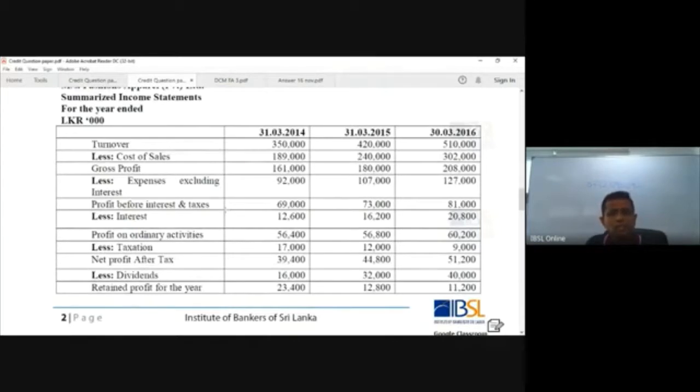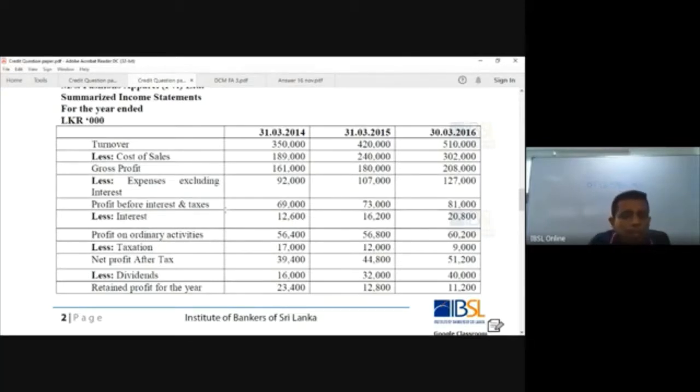Now here, few people make a mistake. If you take this statement, the last item is the retained profit for the year. When there are computations using the net profit after tax, instead of taking the net profit after tax, they take the retained profit because it is the last item. Don't make those silly mistakes, right? When you are to take the net profit after tax, don't take the last item, that is the retained profit for the year.